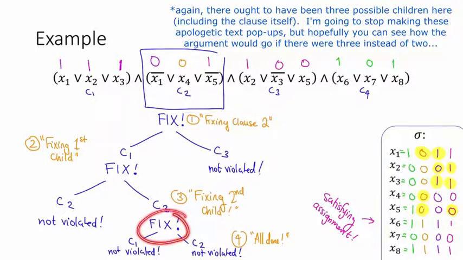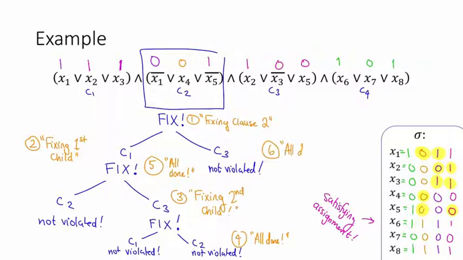Then I'm done with this call to fix. I return here. Now I'm done with this one as well, so I'm going to say all done. Now I'm going to return to this call to fix. I go down here, I find that C3 is not violated, and once again I say all done. Great, and then I'm all done and I output my satisfying assignment.